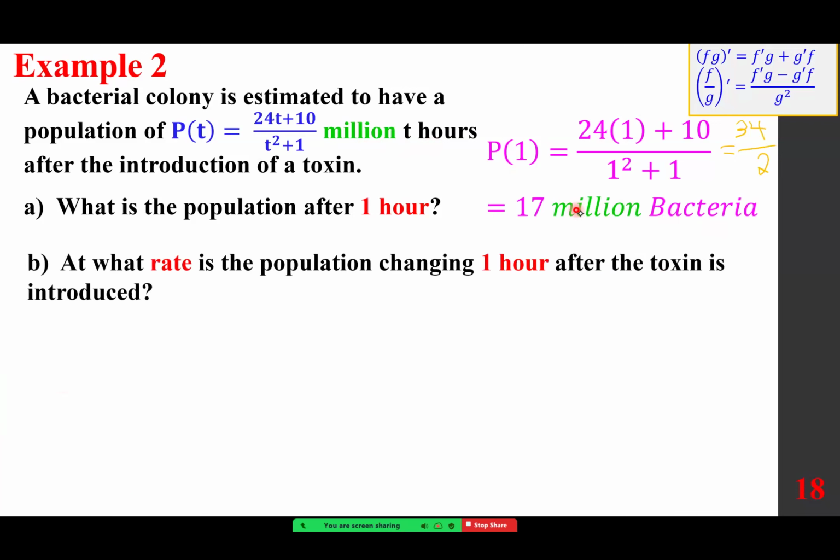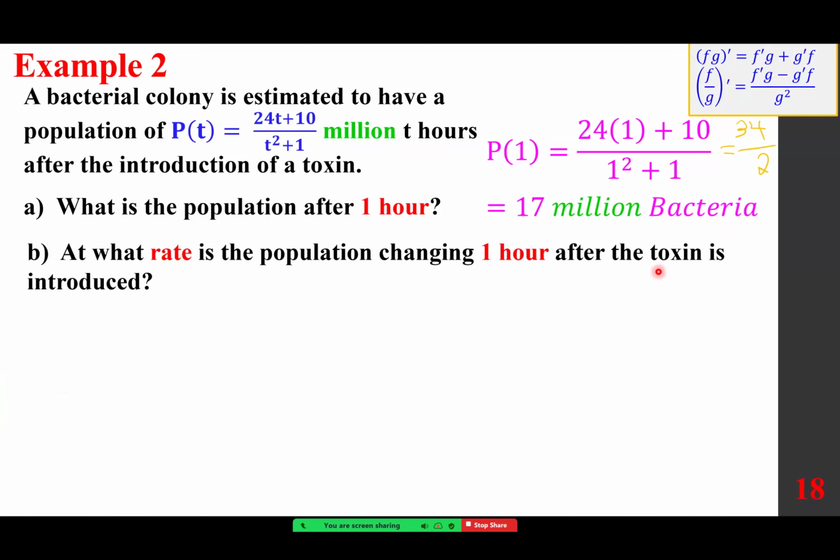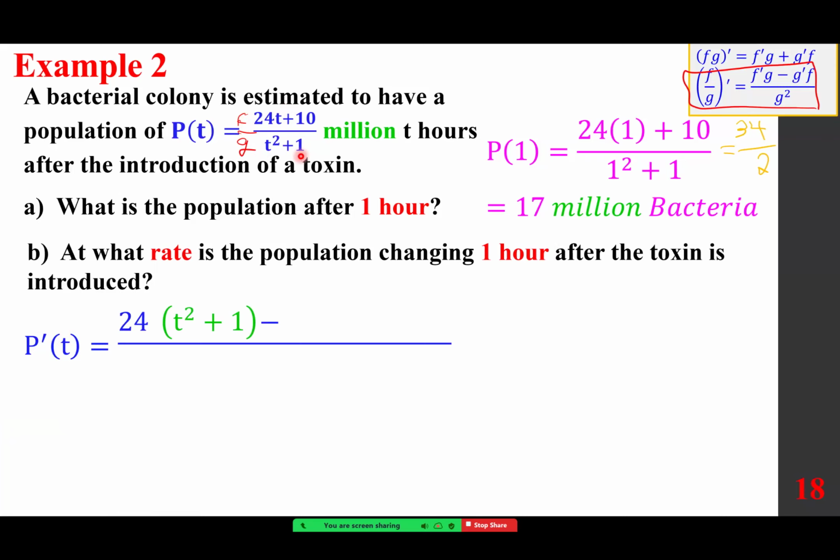So that's elementary algebra. At what rate is the population changing 1 hour after the toxin is introduced? Now, rate refers to either average or instantaneous. One point in time, that means instantaneous. That means P prime of t, and that requires the use of a quotient rule. So we're going to call this f over g. So f prime is simply 24 times g, which is t squared plus 1, minus g prime, which is simply 2t, times f, the numerator, 24t plus 10, and then just write the bottom, t squared plus 1 in a parenthesis and square it, g squared.